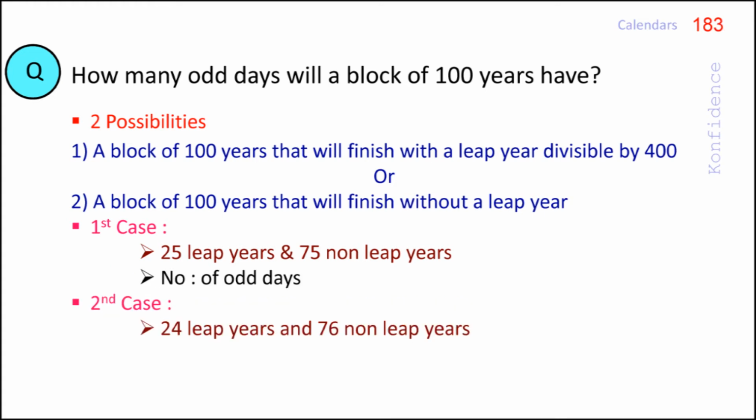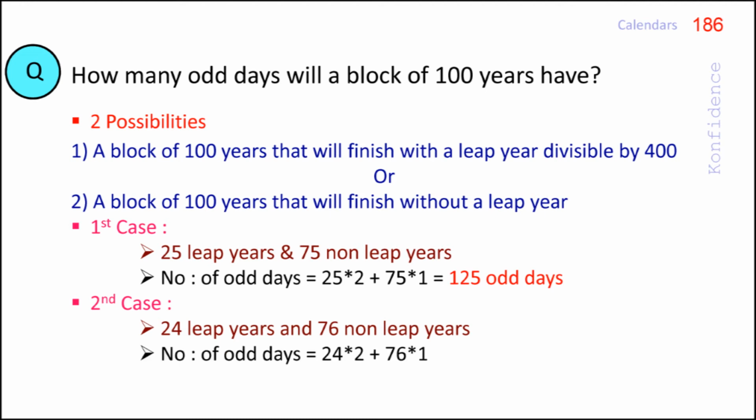So, the number of odd days will be 25 into 2 plus 75 into 1, that is equal to 125 odd days for the first group, and 24 into 2 plus 76 into 1, that is equal to 124 odd days for the second group respectively.